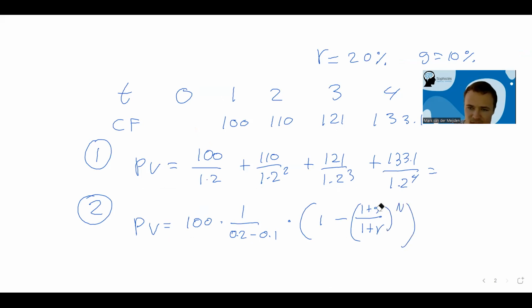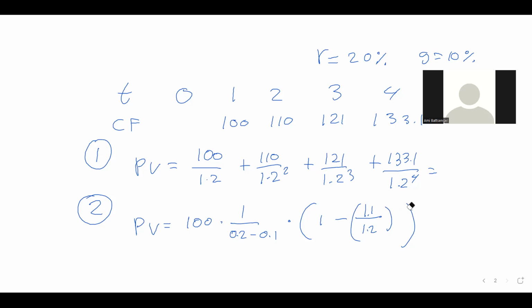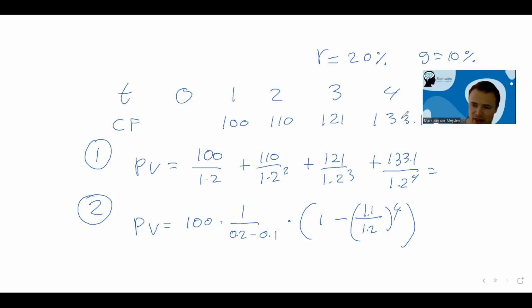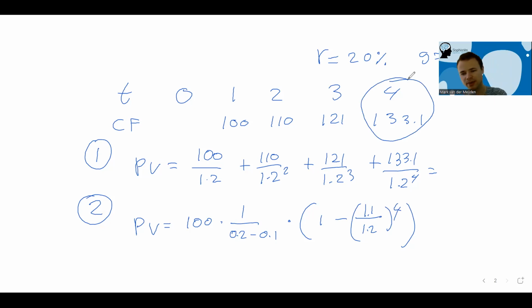For the G, we fill in 10%, so we get 1.1 in the numerator. For the R, we fill in 20%, so we get 1.2 in the denominator. And what again do you think we have to fill in for the N? Four? Yes, 4. And that's the amount of cash flows you have. You get your last cash flow 4 years from now. So we fill in a 4. And could somebody fill this into his calculator?